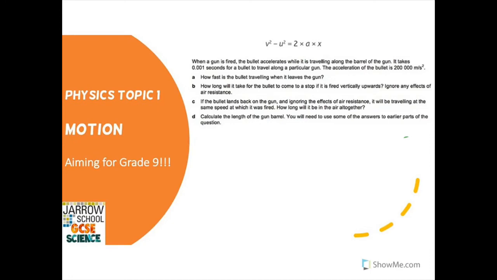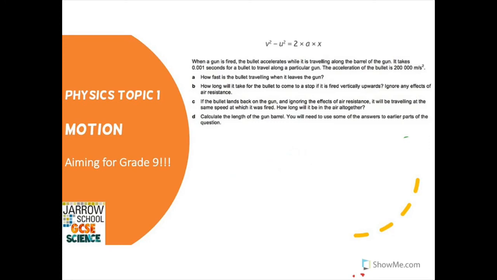Part C is actually quite easy. If we understand that it took 20 seconds for it to stop, it would also take 20 seconds to go back down to the gun. So altogether that would take 40 seconds. The final part, part D, is quite tricky.